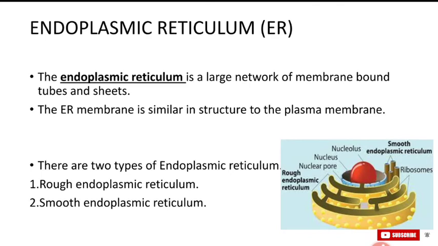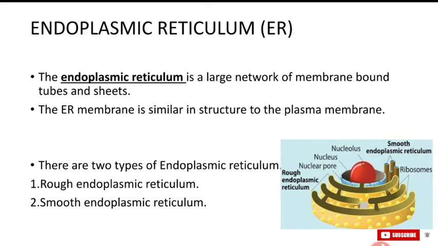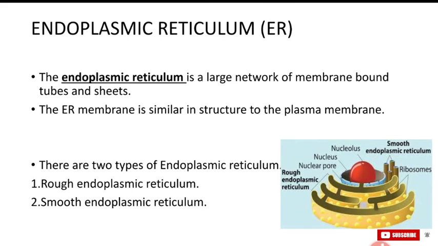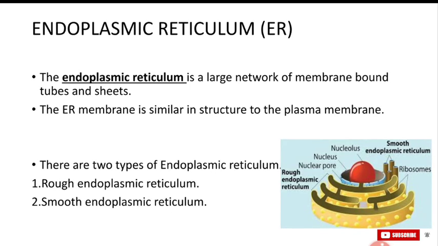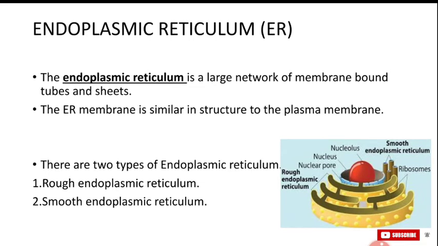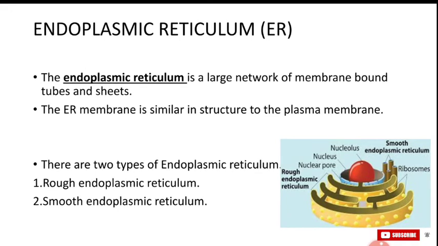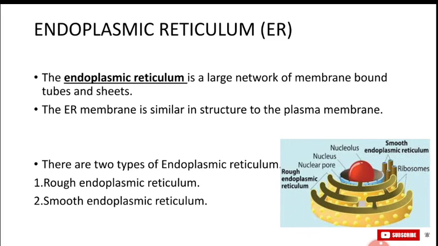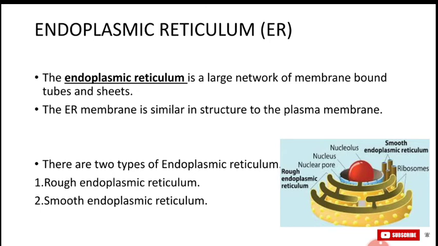The endoplasmic reticulum is a large network of membrane-bound tubes and sheets. It looks like long tubes or round oblong bags. The endoplasmic reticulum is similar in structure to the plasma membrane. There are two types of endoplasmic reticulum. The first is the rough endoplasmic reticulum and the second is the smooth endoplasmic reticulum. Rough endoplasmic reticulum looks rough under the microscope because it has particles called ribosomes attached to its surface. The rough endoplasmic reticulum manufactures proteins, which are then sent to various places in the cell depending on the need.